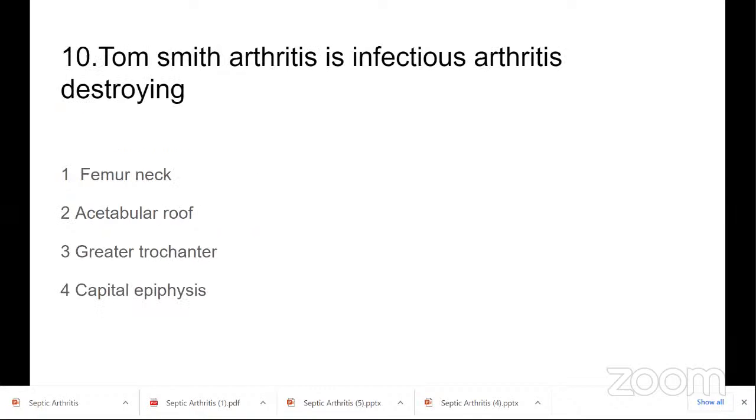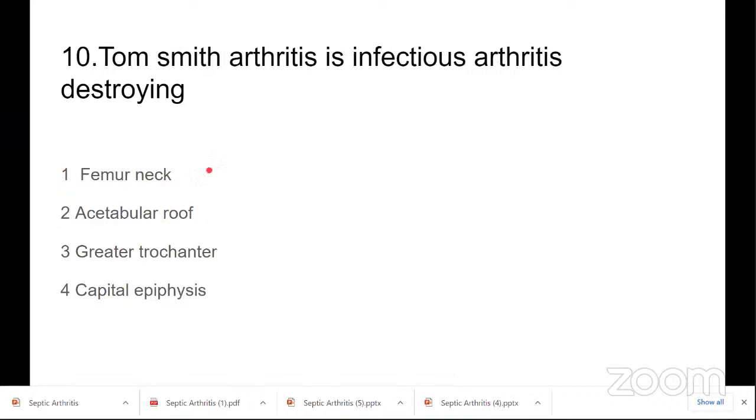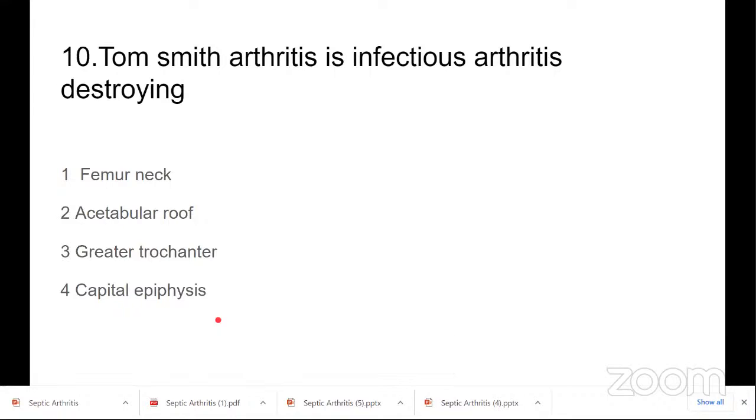Tom Smith arthritis is infectious arthritis, destroying. As I told you, septic arthritis destroys the articular cartilage. Now just apply your knowledge to answer this question. Tom Smith arthritis is infectious arthritis of the hip. So it destroys what? Femur neck, acetabular roof, greater trochanter, capital epiphysis. Capital epiphysis, you remember, is the femoral capital epiphysis or epiphysis of the femoral head. Okay, I did not explain, but this is how the choice is. So which part of the hip joint does it destroy?